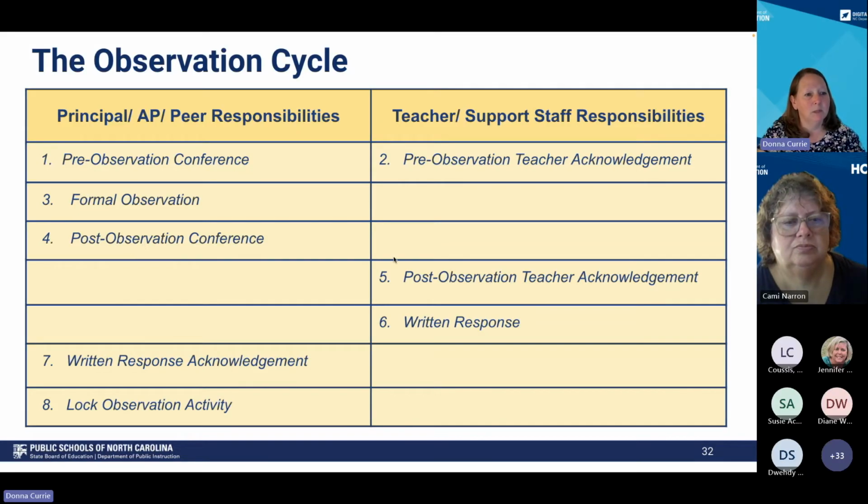After your principal meets with you, then step 5 is for you to go in to acknowledge that you have seen that. Acknowledgement does not mean you agree. It just means the information was shared with you. If at any time you want to add written responses, you can do that, if you want to respond to anything that happened at that conference. Then after all this is done, your principal is going to acknowledge if you did a written response, and then your principal or evaluator is going to lock that activity. So it's kind of a flow chart to let you know what happens at what step.